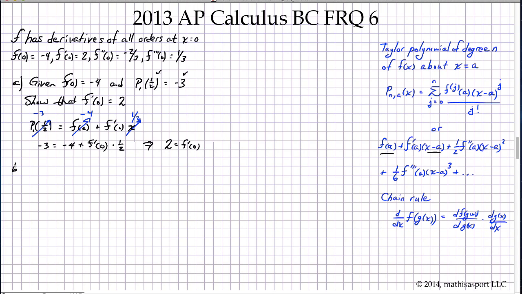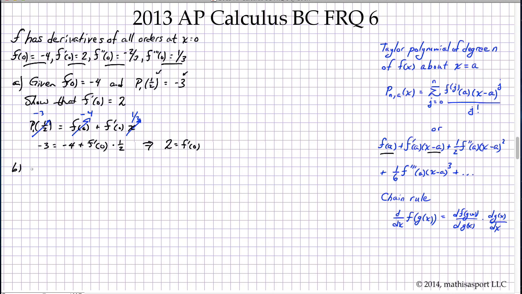Part B, they give us a little bit more information. So we've already been given this information and this. Now in part B they tell us these two additional facts and ask us to write out P sub 3 of x, the third degree Taylor polynomial of this function about x equals 0. So we're just going to write that out.